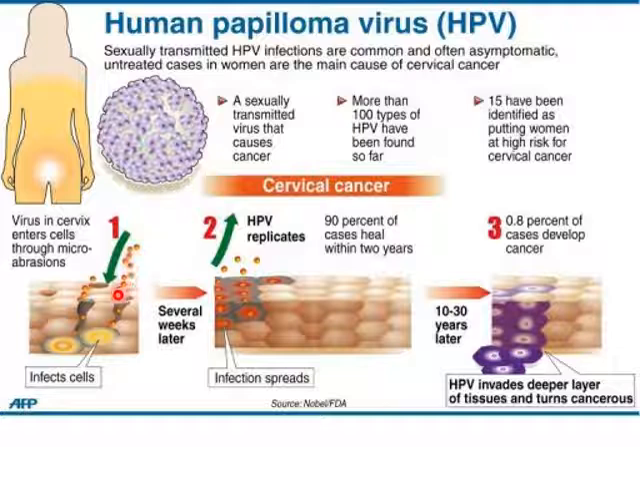We shall see the pathogenesis in brief. The virus in the cervix enters the cell through microabrasions. Then several weeks later, the infection spreads. The HPV replicates and the infection spreads to other cells. In 90% of the cases, healing occurs within 2 years, and in 0.8% of the cases, after 10 to 30 years, the HPV invades the deeper layers of the tissues and turns cancerous, leading to cervical cancer.